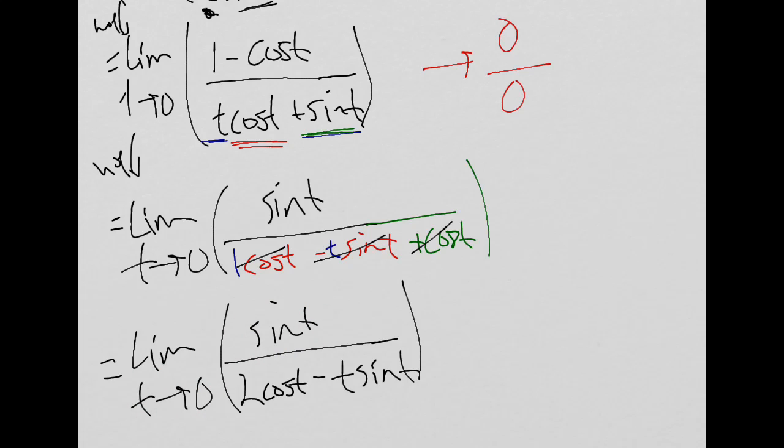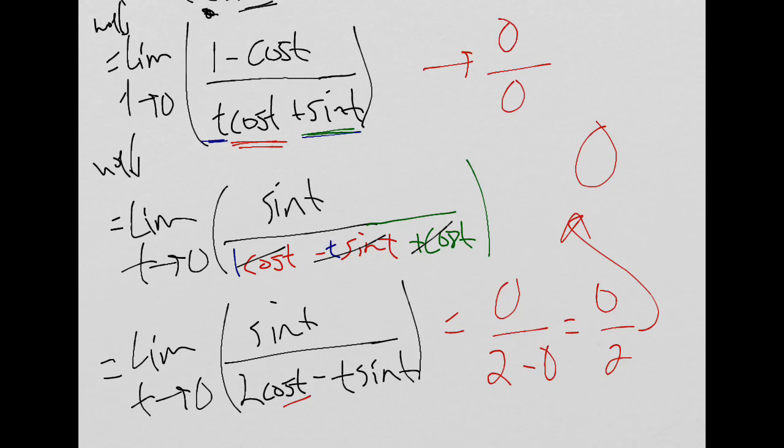Plug in t equal to 0 to the top. Just like the last one, I get 0. And then this is where it works out the way we want it to. Plug in 0 for t here. I get 2 times cosine of 0, which is going to give me 2 over 2, because the cosine of 0 is 1, minus, well, this thing right here gives me 0 times 0, which is going to be nothing. So 2 minus 0, which is 0 over 2, which gives me my final answer of just straight up 0.